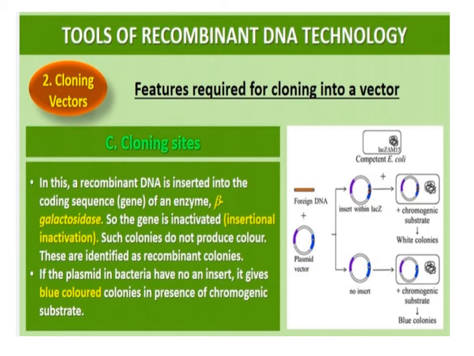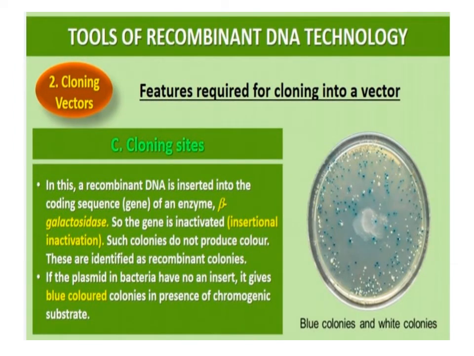If the plasmid in bacteria has no insert, it gives blue colored colonies in the presence of a chromogenic substrate. If recombinant DNA is inserted into the coding sequence of the enzyme beta-galactosidase, the gene is inactivated. Such colonies do not produce color. These are identified as recombinant colonies.